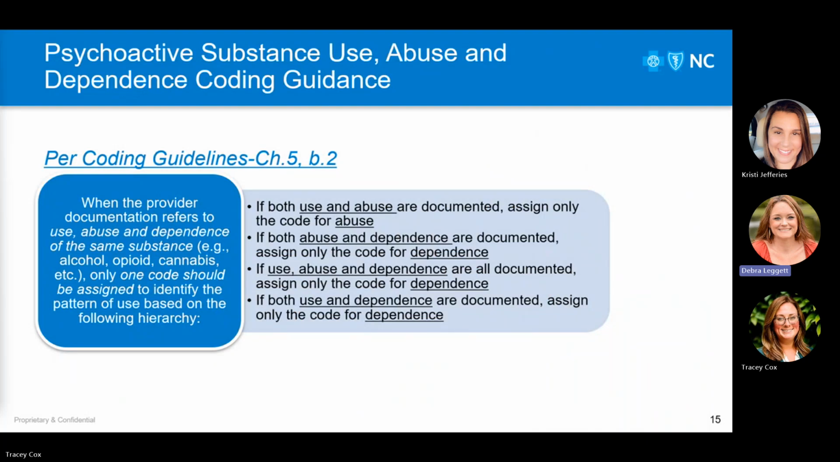Keep in mind that when the provider documentation refers to use, abuse, and dependence of the same substance, alcohol, opioid, cannabis, etc., only one code should be assigned to identify the pattern of use based on the following hierarchy. If both use and abuse are documented, assign only the code for abuse. If both abuse and dependence are documented, assign only the code for dependence. If use, abuse, and dependence are all documented, assign only the code for dependence. If both use and dependence are documented, assign only the code for dependence.